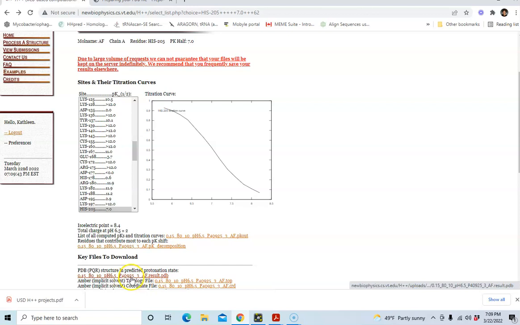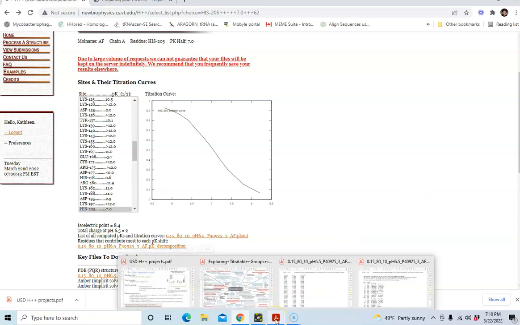This is a PDB structure that has all of the amino acid side chains in their predicted protonation state under the conditions under which I ran this. That means that you can go into PyMOL and look at those protonation states. Okay, so I've already done this, so I'm going to go back here.